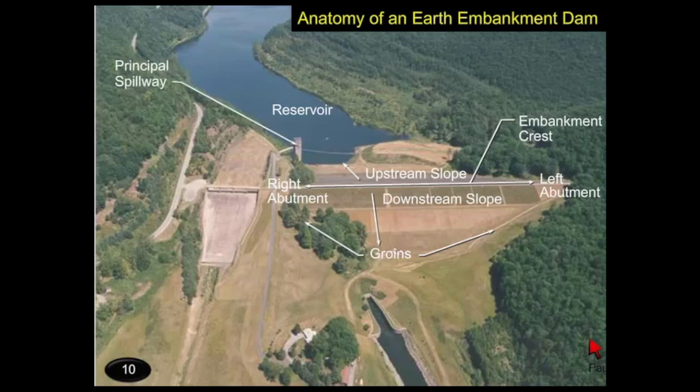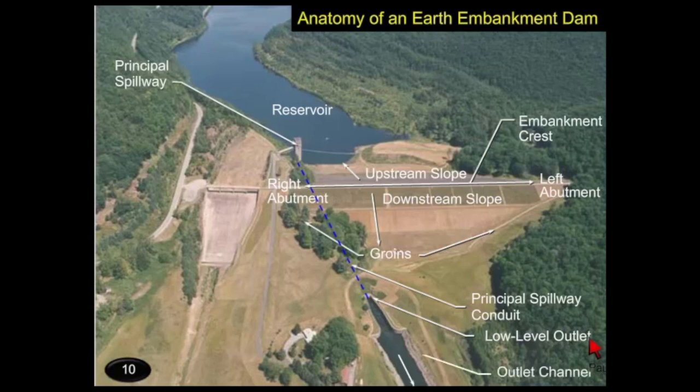Then we have a principal spillway. In this case, it's a drop structure type spillway that's out in the reservoir. And there are all different kinds of spillways. But the purpose of the principal spillway is to maintain the reservoir level. So most of the time, water is flowing in the principal spillway. And then we have a conduit that passes through the embankment, and that's the principal spillway conduit. And then a low-level outlet, the discharge point at the toe of the dam. And then we have an outlet channel that conveys the water back into the natural stream.